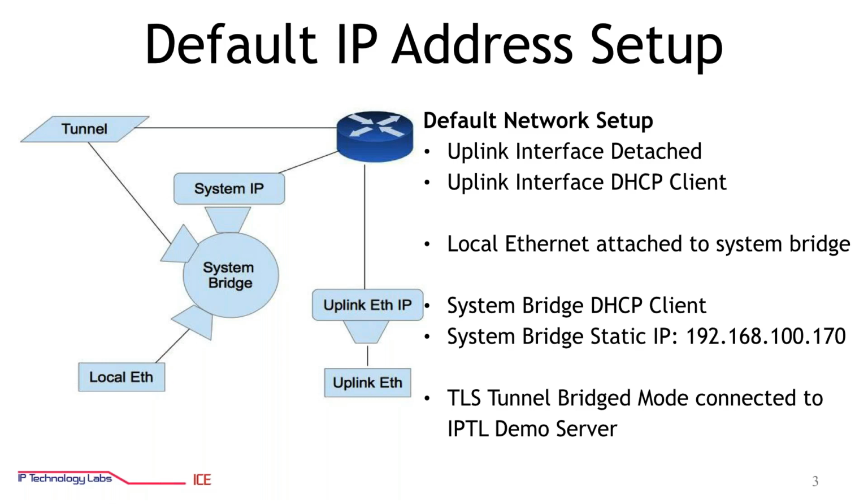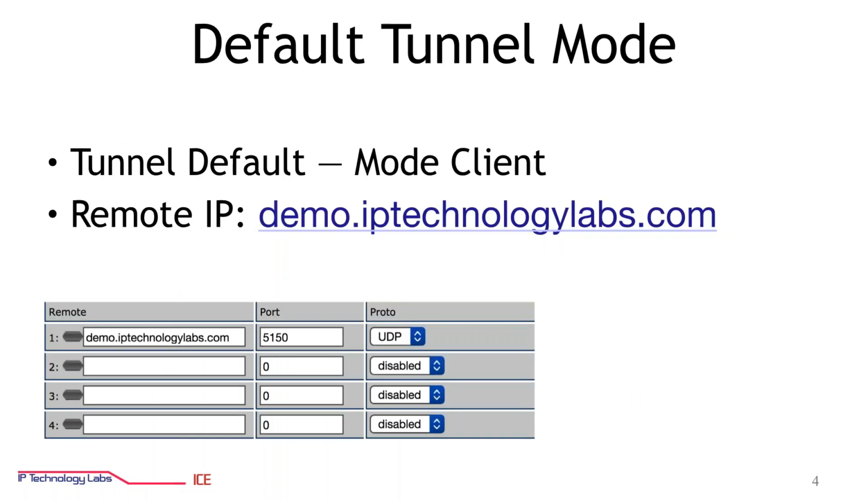The tunnel is in bridge mode, and it creates a tunnel connection to demo.iptechnologylabs.com. So when you have a device that's in the default state, plug it into a network, it should get an IP address from a DHCP server, and then it should automatically create a tunnel to one of our demo servers. And that allows you to take a device that's in the default state, plug it into a network, get a tunnel up, communicate through the tunnel, and you can see the device is operating as expected.